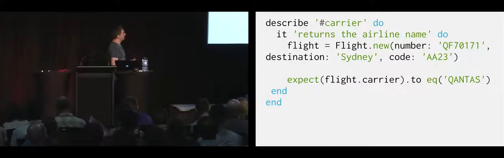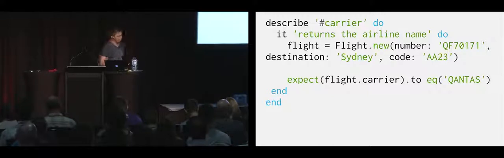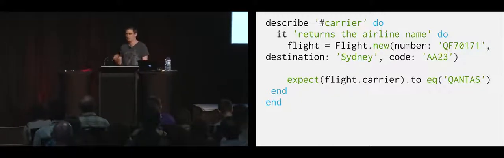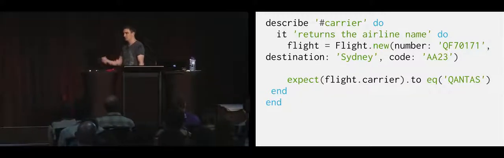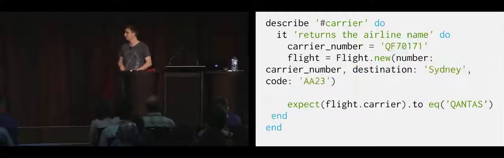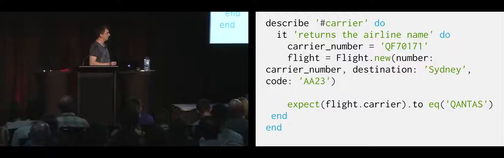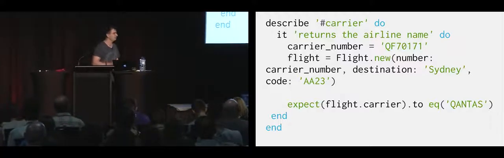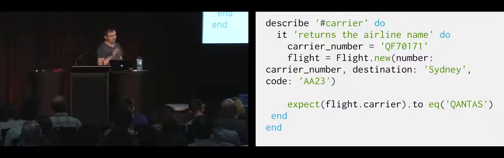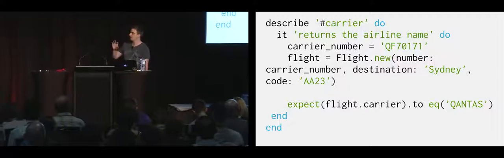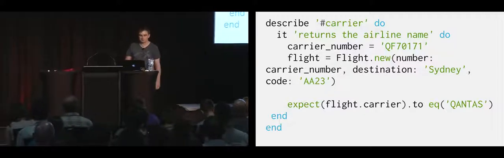But the trouble with this is that it's very, very hard to determine that's actually the value of number that we care about in terms of the return value of Qantas. So by providing an extra little bit of context, and by pulling that variable out, we provided at least a little bit more context between carrier number and flight carrier.